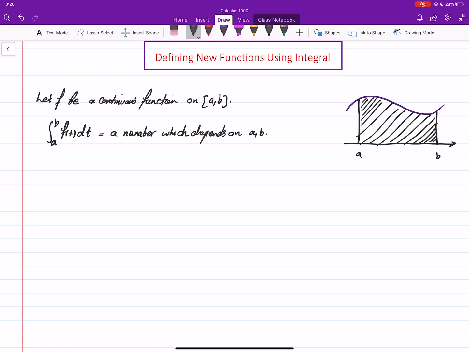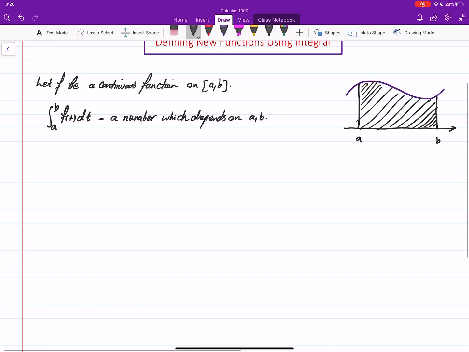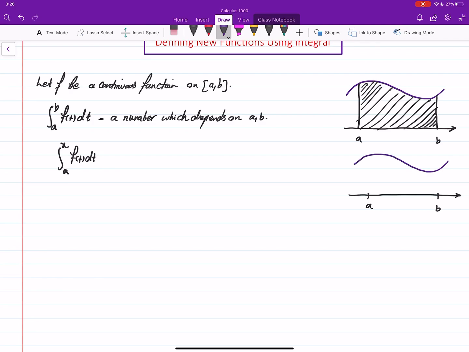This dependence introduces something: maybe we can make one of these a variable. So instead of going from A to B, we can go only up to a variable, which is a number on the interval AB. In that case, if it's a positive function and you fix an x on that interval, it won't give you the area of the region under the graph for the whole interval A to B. It will give you the area up to x, yes?